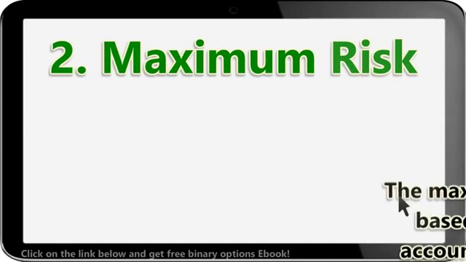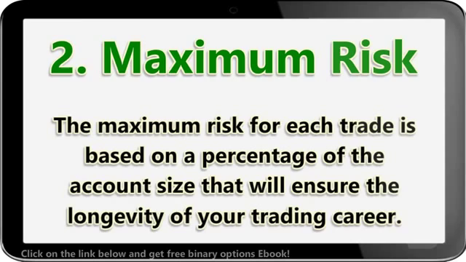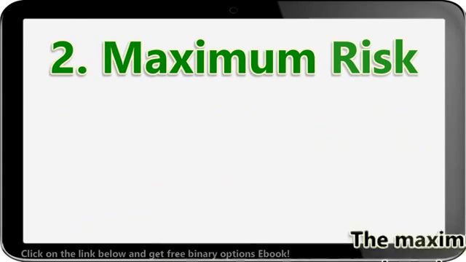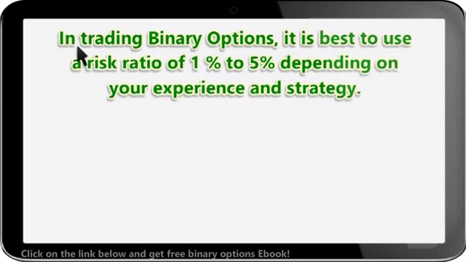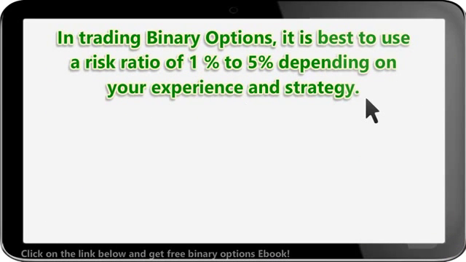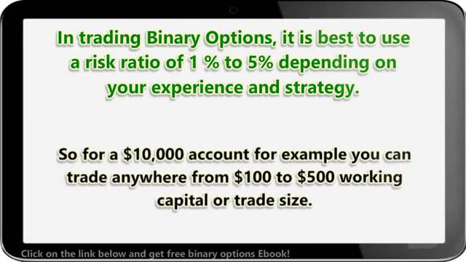2. Maximum risk. The maximum risk for each trade is based on a percentage of the account size that will ensure the longevity of your trading career. The maximum risk is established in order to nominate the working capital. In trading binary options, it is best to use a risk ratio of 1% to 5% depending on your experience and strategy. So for a $10,000 account, for example, you can trade anywhere from $100 to $500 working capital or trade size.